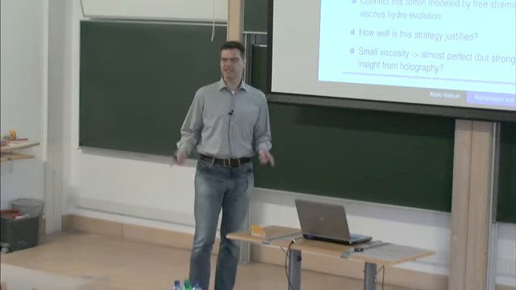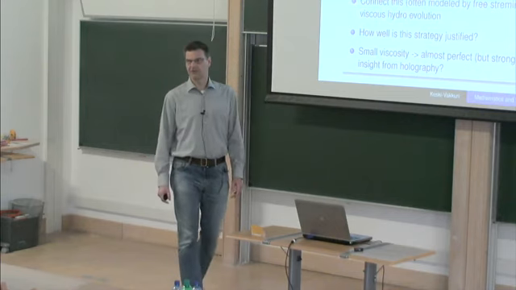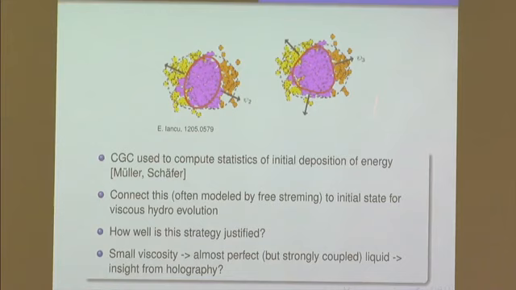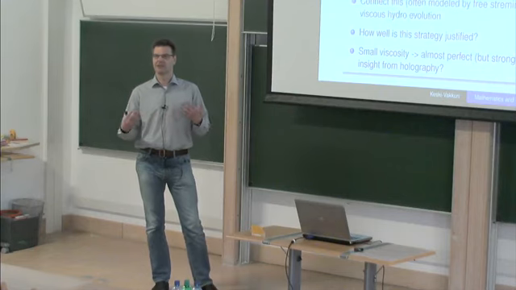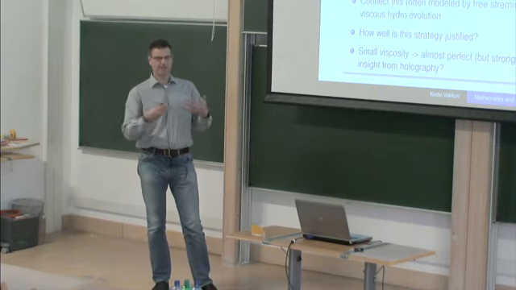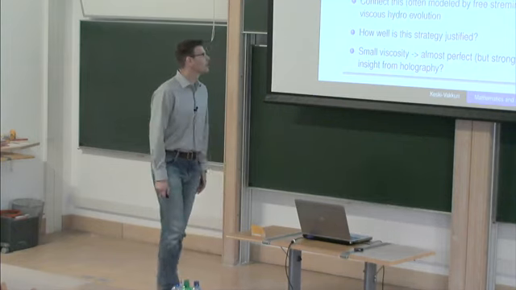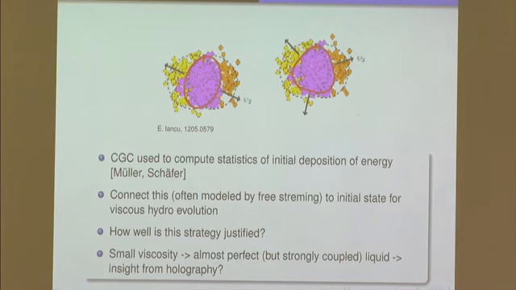And of course, what you need is the initial state, or the probability distributions for the initial states. So the question is, how do you connect this information, which comes from the CGC, through the non-equilibrium phase to the regime where hydro takes over, so that you translate this initial information to the initial information for the hydro code.